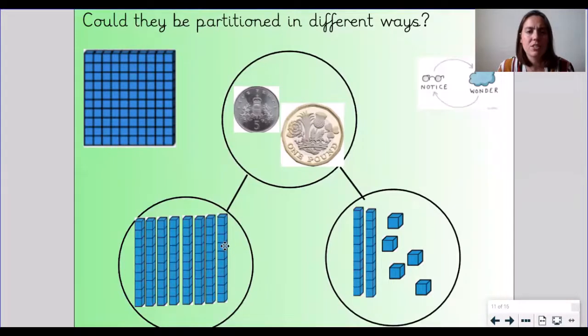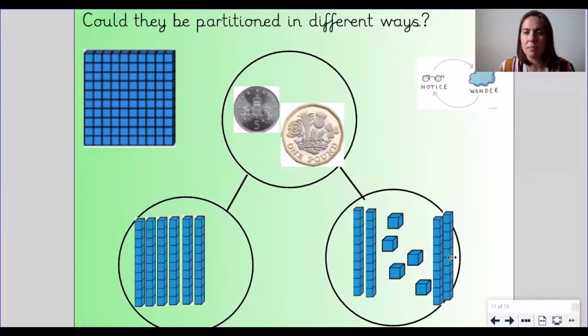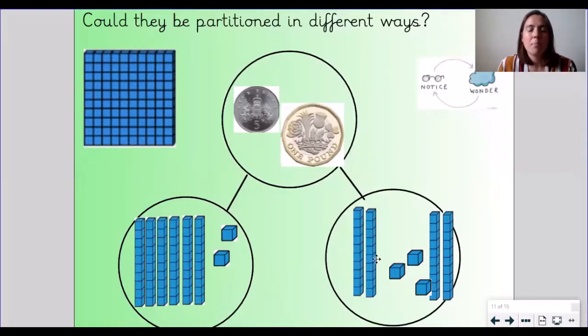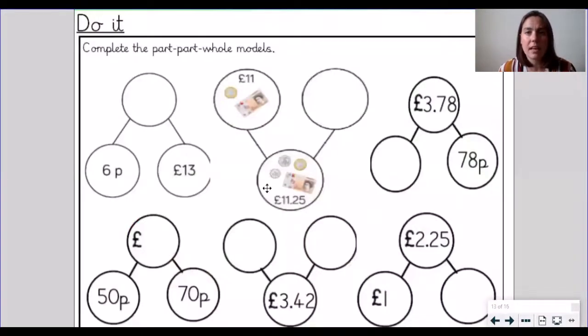So although I'm partitioning it in different ways, I still end up having the same amount of money. And as you can see, I can keep changing this. So I'm manipulating these deans to make different amounts of money. I've got 62 pence on this side, and I've got 43 pence on this side, but I still have £1.05 altogether.